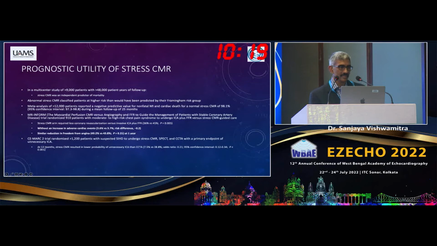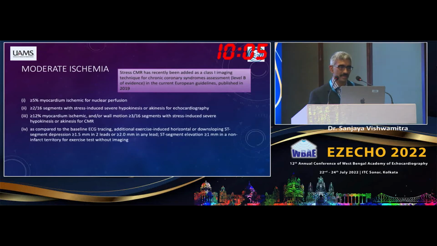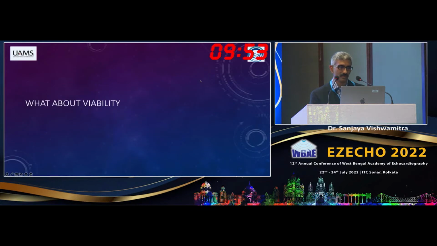The CMARC study, again at 12 months, looked at the same thing, and they came up with similar numbers as compared to that of ICA. In fact, what they said was stress CMR results in reduced use of interventional cardiac angiography in those patients. And recently, though not in the United States, at least in the European guidelines, stress CMR has been raised to a class 1 imaging technique for evaluating chronic coronary artery assessment with a level B of diagnosis.